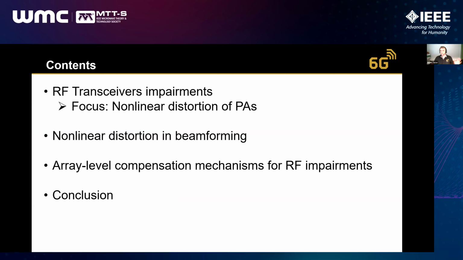Okay, so the contents of the talk is so that after we talk a little bit about some basics about RF transceiver impairments, not much detail, some very basic things, I focus mainly on the key points on how these different impairments behave in beamforming arrays. So what kind of spatial properties they may have.